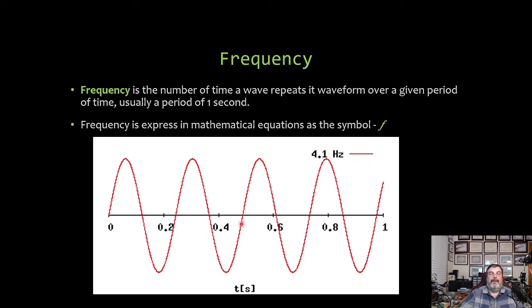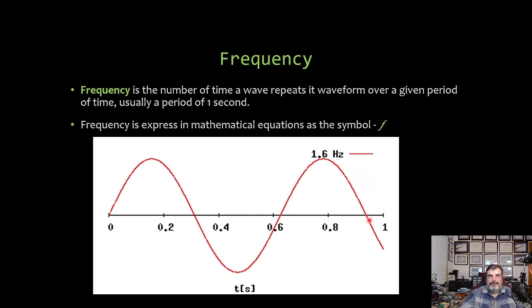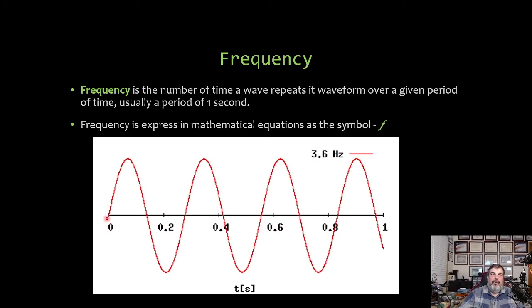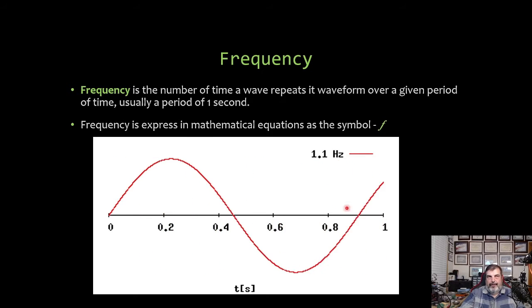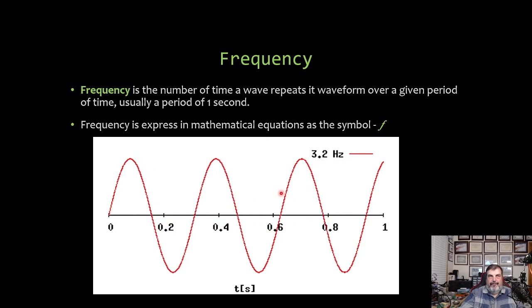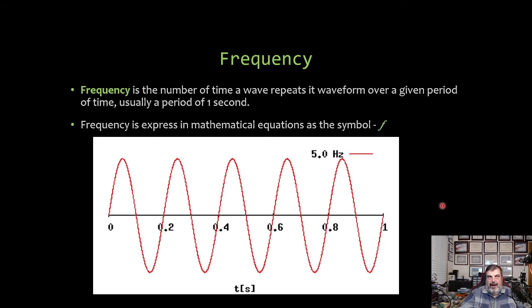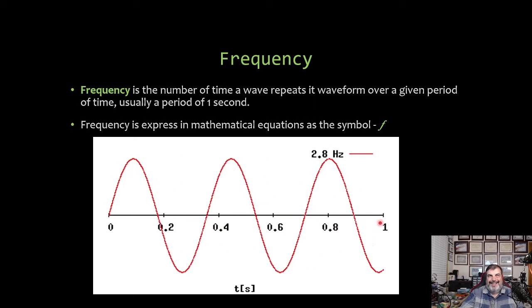So for our purposes, we use 1 second, and we measure in hertz. One waveform through 1 second means 1 hertz, as the diagram shows you. And as we add more waveforms, the frequency increases. So now we're at 5 hertz, okay? That's 5 waveforms per second.